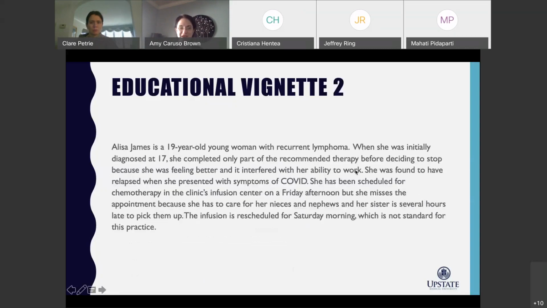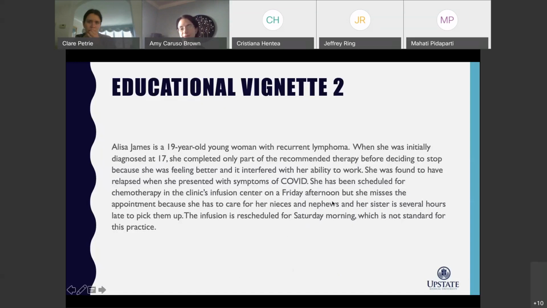Okay, I'll go on to the next one. They're not all oncology cases, but these first two are. Elisa James is a 19-year-old young woman with recurrent lymphoma. She was initially diagnosed at 17 and completed only part of the recommended therapy before deciding to stop because she felt it interfered with her work.